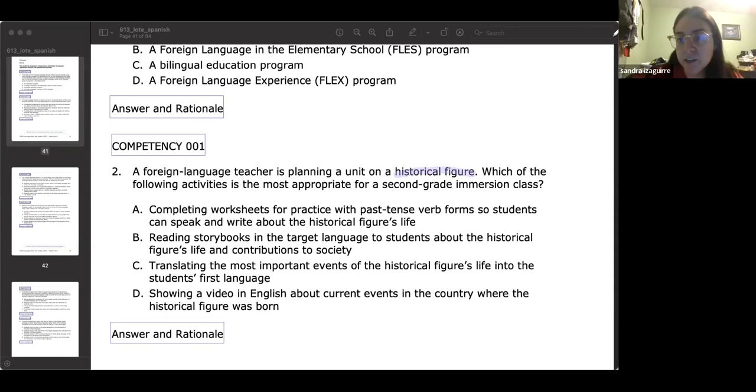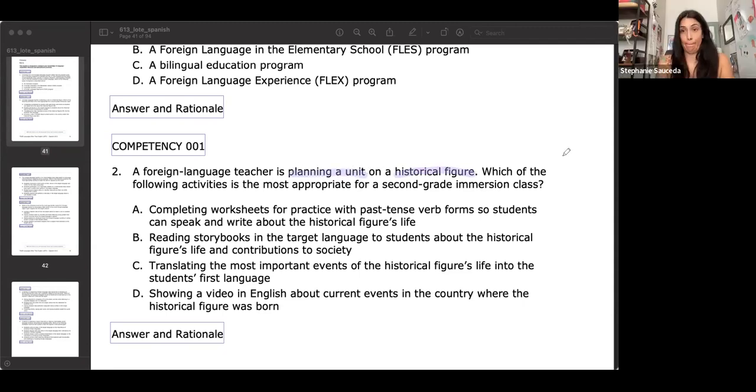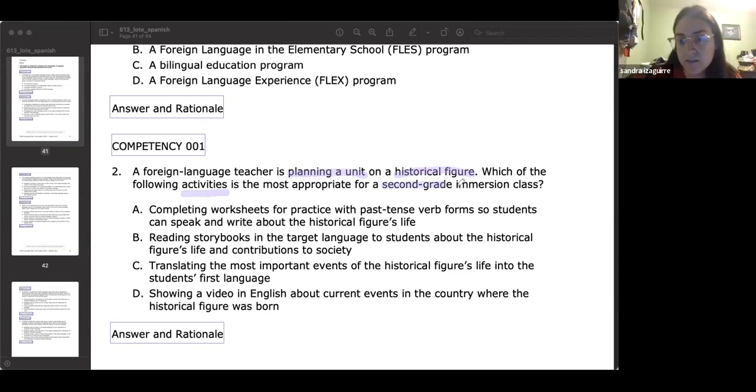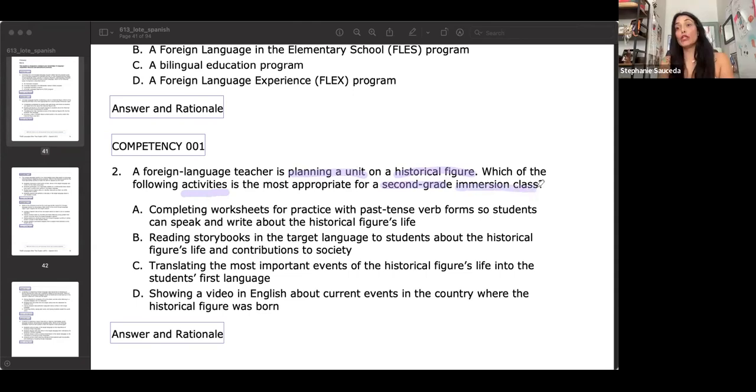A historical figure. Yeah, and she's planning a whole unit. And we are looking for an activity that is appropriate for a second grade immersion class. What does immersion mean? And what does it mean to be a second grade immersion? And then how can you best plan a unit about a historical figure for that particular grade, for second graders in an immersion class? So let's take a look.